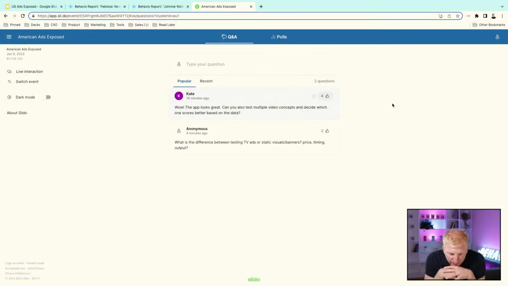Wow, the app looks great. Thank you, Kate. Can you also test multiple video concepts and decide which one scores better based on the data? Yeah, I haven't shown you the comparison tabs, but this can be done with the concepts or with the videos. Sometimes we have clients who prefer to decide early on, so they test multiple concepts and they only have one video and test it for some refinements and edits.